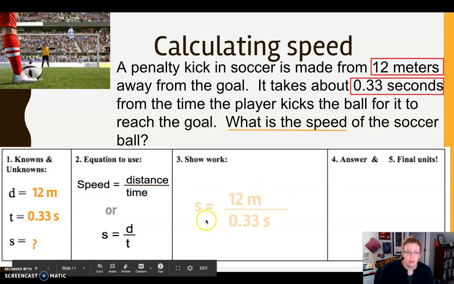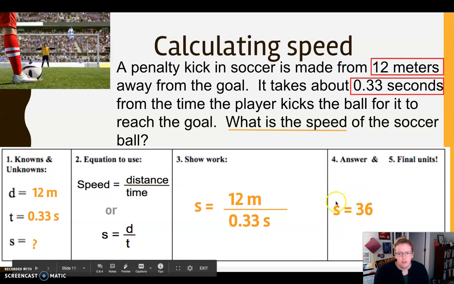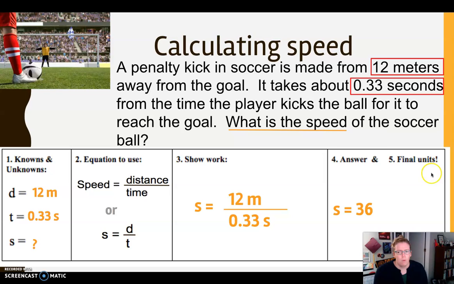So then I'm going to show my work. I'm going to take 12 meters divided by 0.33 seconds. I'm going to type that in on my calculator. 12 divided by 0.33. I got 36.3 anyway, it's repeating. I rounded to my ones place. You can round to your tenths place. Either one is okay. But what I'd like you to think about right now is what the units are going to be. So step 5, what will the final units be on this answer? And hopefully you decided that the units should be meters per second, or meters divided by seconds.